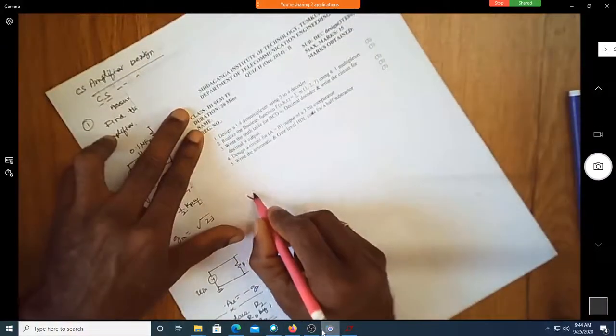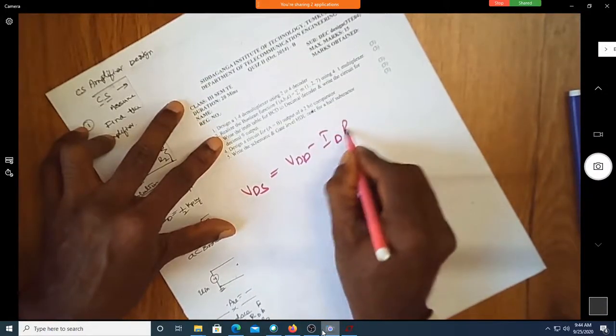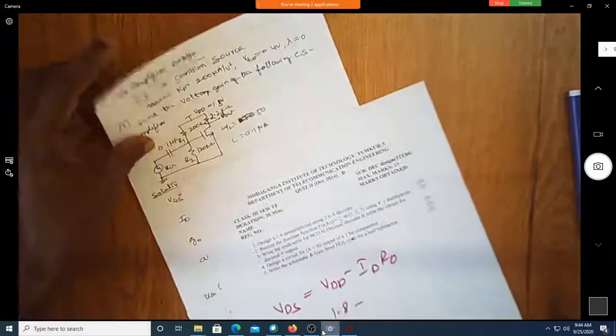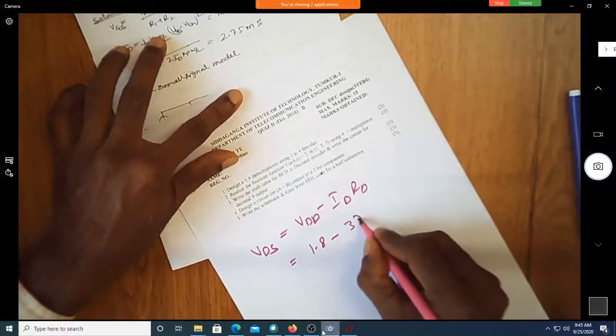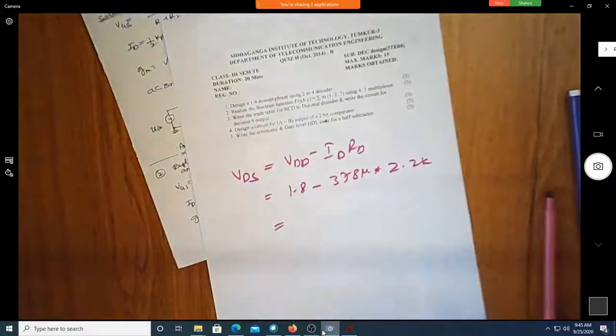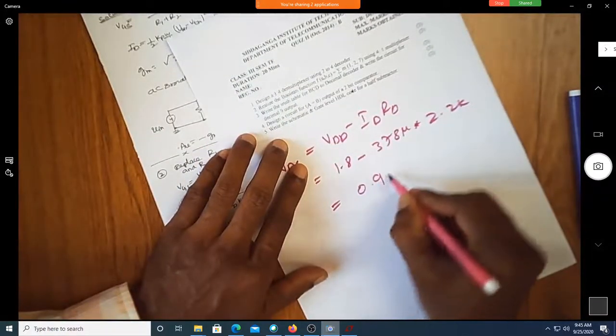So can we know what the VDS of this is? Shall I write this is the DC voltage. VDS is equal to VDD minus ID into RD. How much is VDS? This is 1.8 minus how much is the current? 378 micro into 2.2K. Give me quickly. How much is that? Let me see how fast you all are. I don't have the calculator. 0.968 volts.